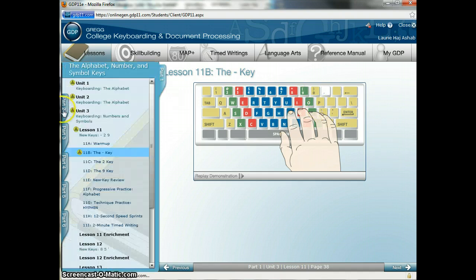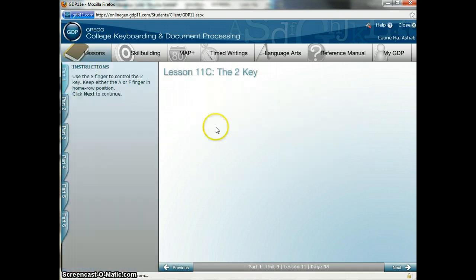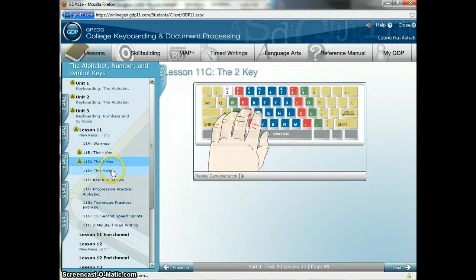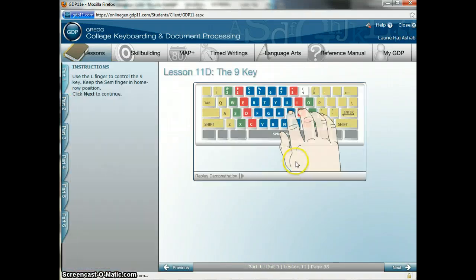Okay? The next new key is the 2. You're going to reach up with your S finger, so it's 2, 2, 2. Go back to your home row, 2, 2. Okay? And the last one for lesson 11 is the 9. You're going to be reaching up with your L finger. Okay, so it's 9, 9, 9, 9. Notice how I keep going back to my home row.